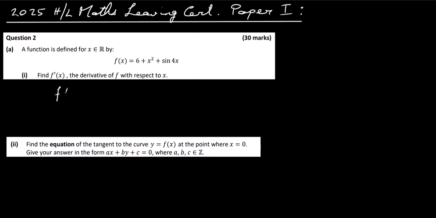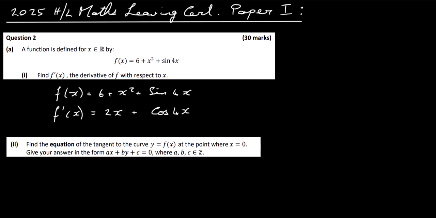So if f of x is equal to 6 plus x squared plus sine 4x, then f prime x, the derivative of f, is, if you find the derivative of 6, you get 0. X squared becomes 2x, sine becomes cos 4x, but you must use the chain rule to differentiate the 4x as well, so you just get 4 there. So the answer is 2x plus 4 cos 4x.